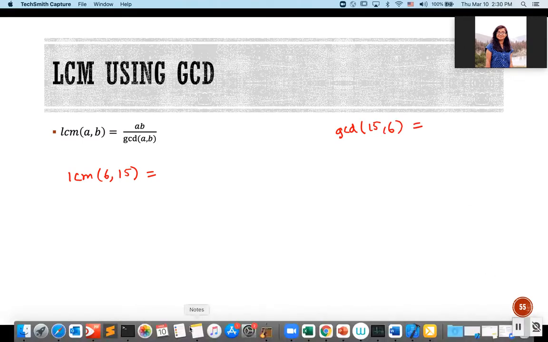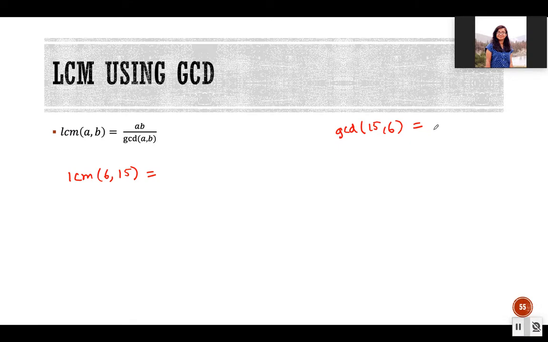Another way we can find it is using GCD. If you already have the GCD of two numbers, we can use that to find the LCM. The LCM of two numbers is a times b over the GCD of a and b. Let's verify that using 6 and 15. Before that, we have to find the GCD of 6 and 15, which is 3.